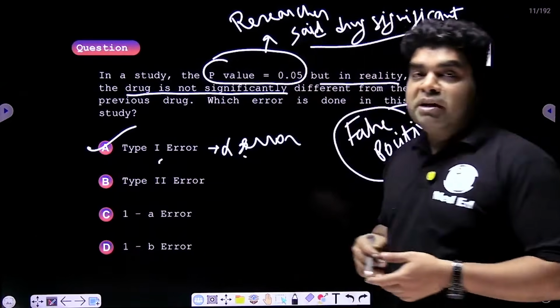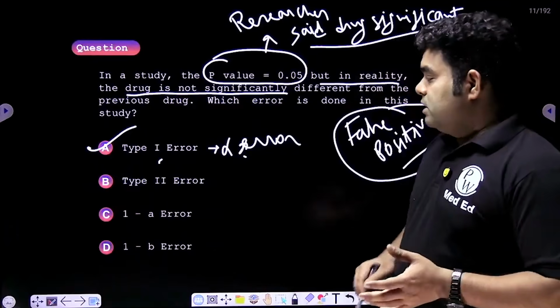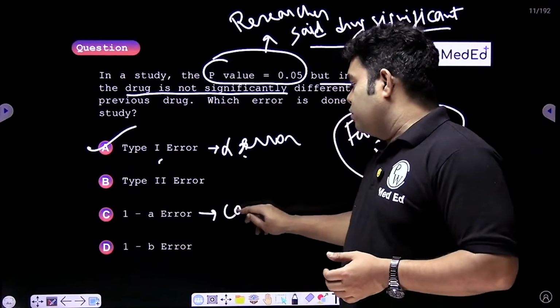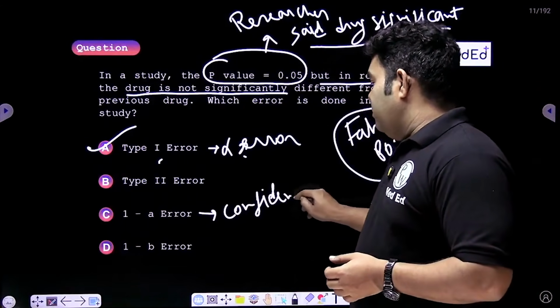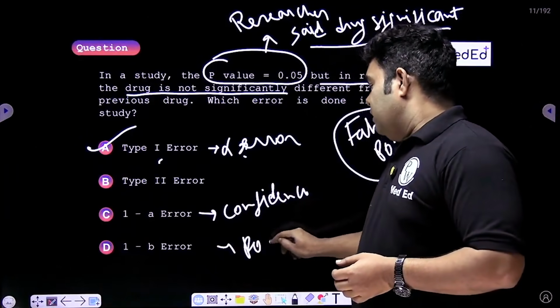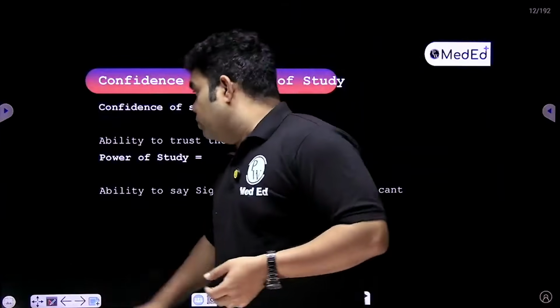That is alpha error, that is p-value. Okay. Now what is this 1 minus alpha error? 1 minus alpha error is confidence of a study, and 1 minus beta error is power of a study. So let's learn about these two things also.